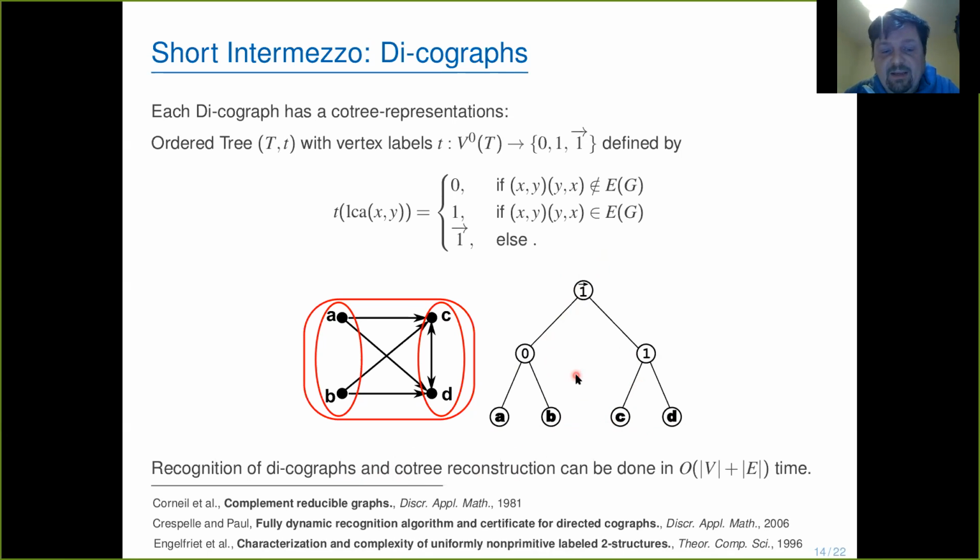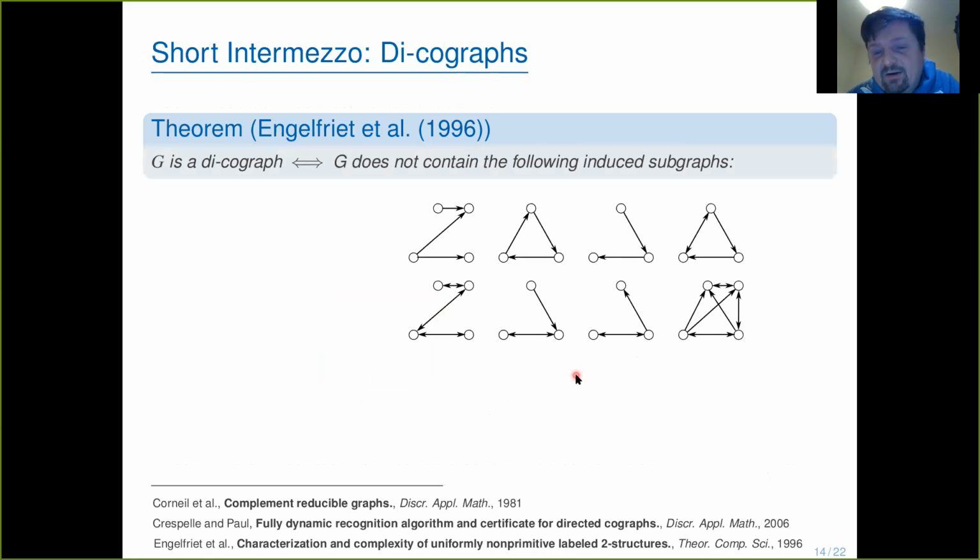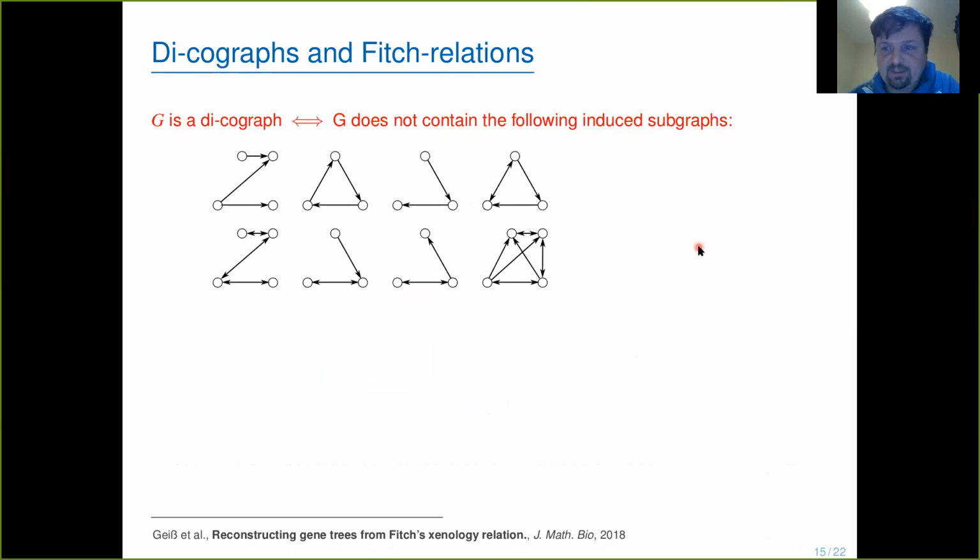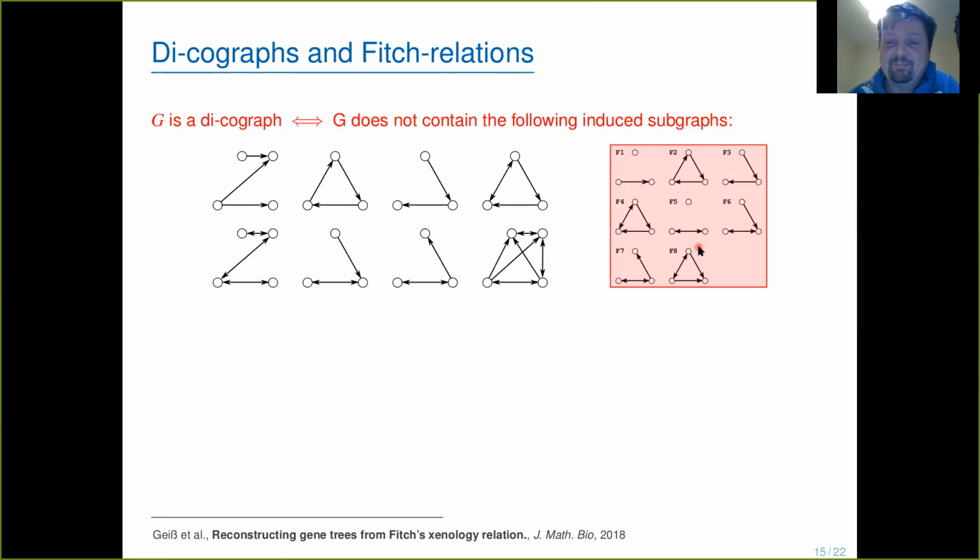And there are many results established. This all goes back to so-called modular decomposition of graphs. And so these are well-known results, so to say. And there is also a forbidden subgraph characterization of directed cographs, and the forbidden subgraphs of directed cographs are shown here. So I don't want to go too much into the details, but let's have a look at our forbidden subgraphs, right? We also had forbidden subgraphs. They are here.